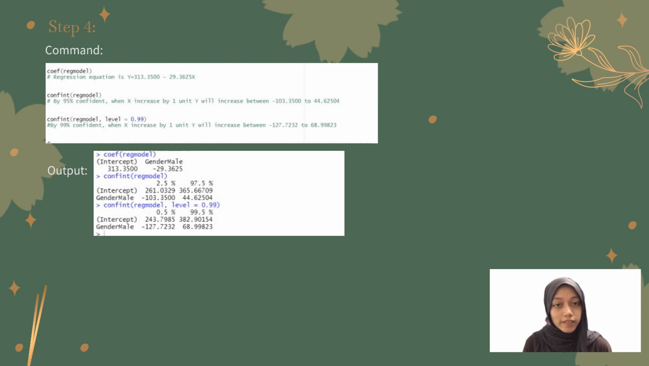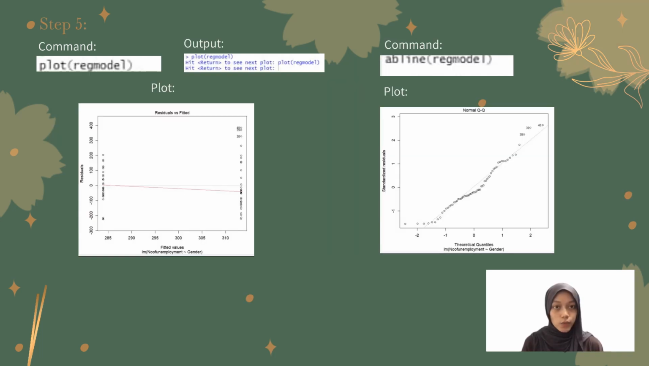When x increases by 1 unit, y will increase between negative 103.3500 to 44.62504. Next, we also find the confidence interval, but we put the confidence level as 0.99. We can conclude that by 99% confident, when x increases by 1 unit, y will increase between negative 127.7232 to 68.99823. Last, we go to plot.